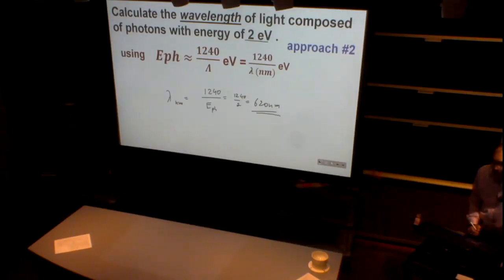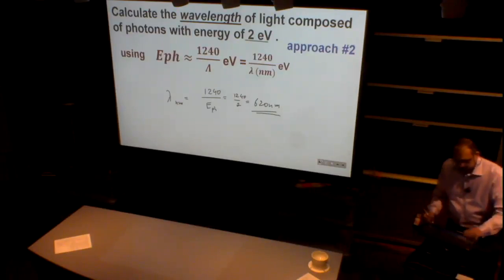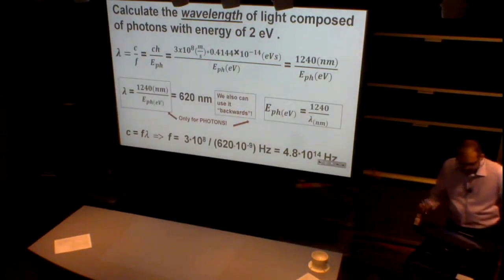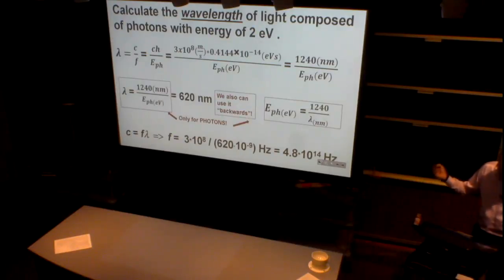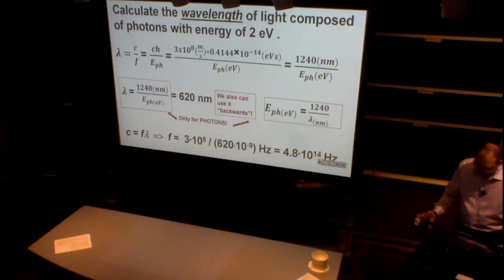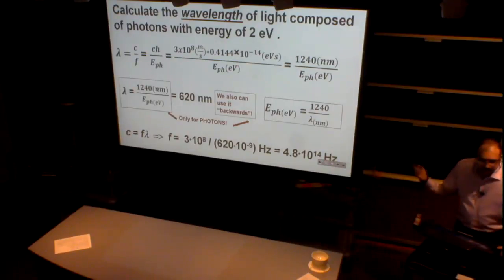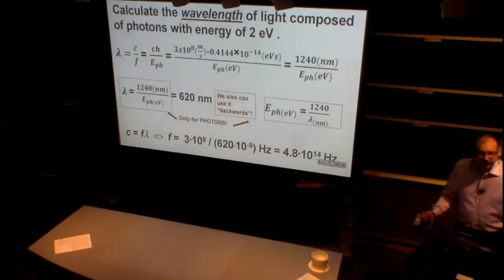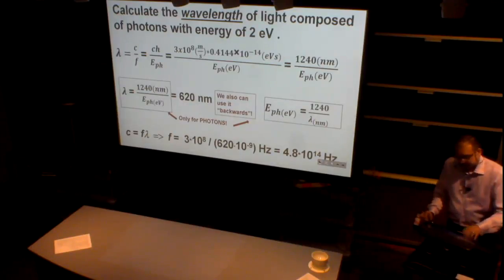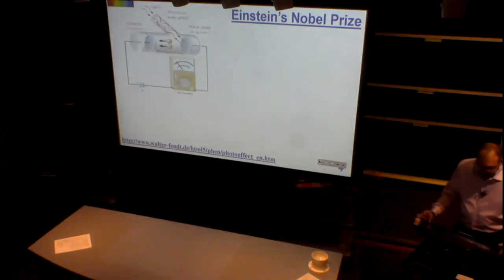So those are shortcuts, but I strongly recommend to practice with using those shortcuts. Different types of shortcuts can be used one way or another. This 1240 coefficient relates the energy of a photon measured in electron volts and the wavelength of light measured in nanometers, which is normally the case.